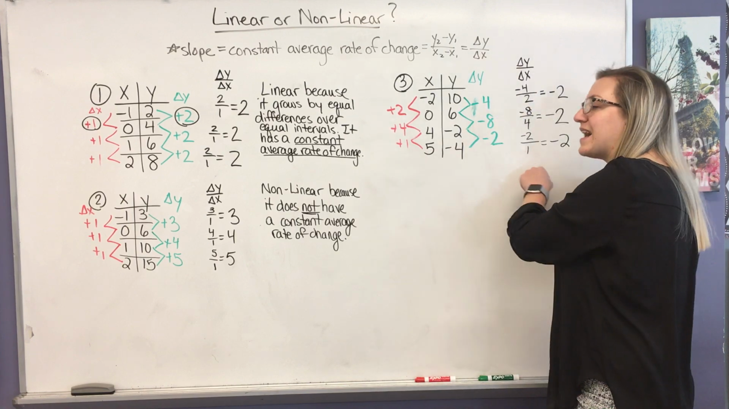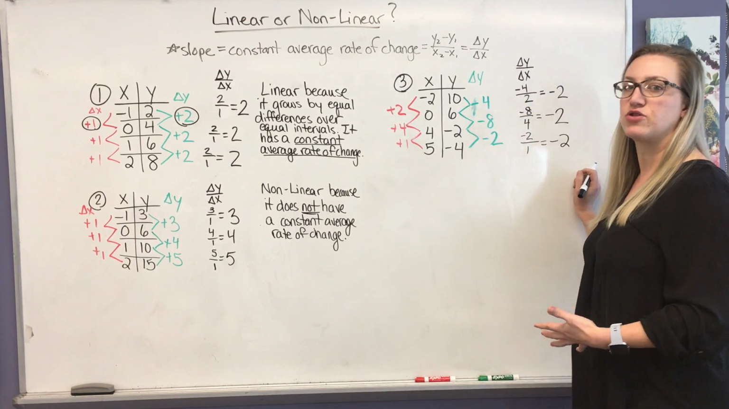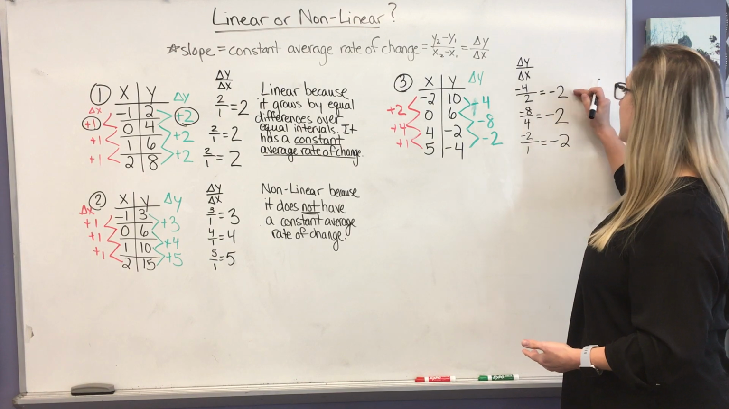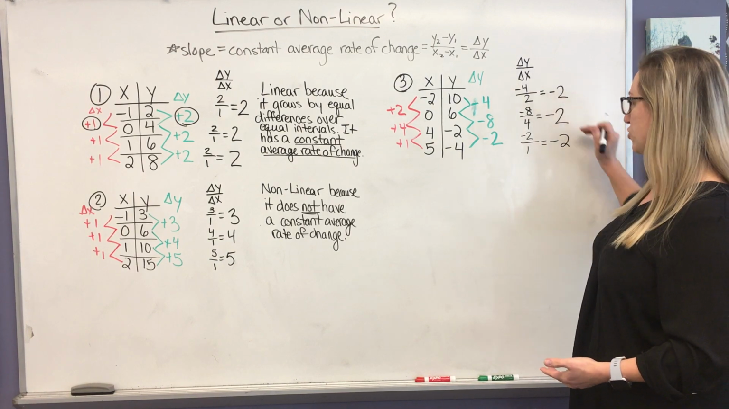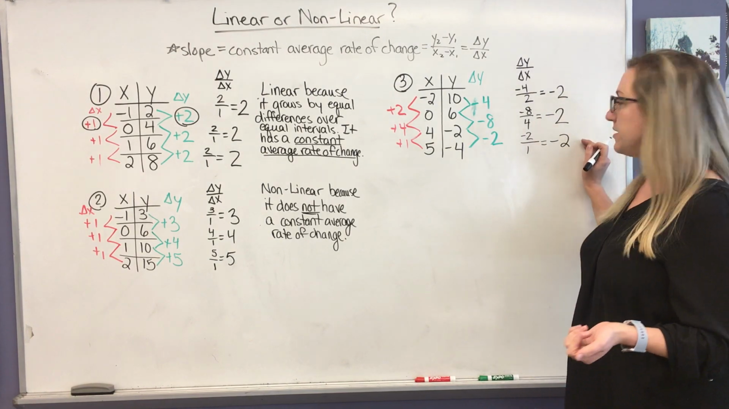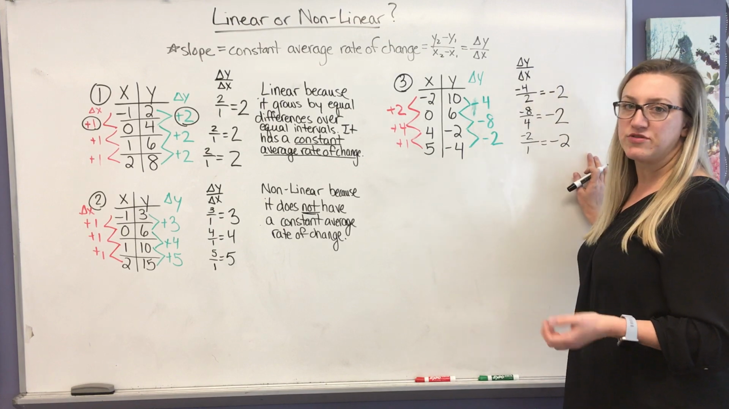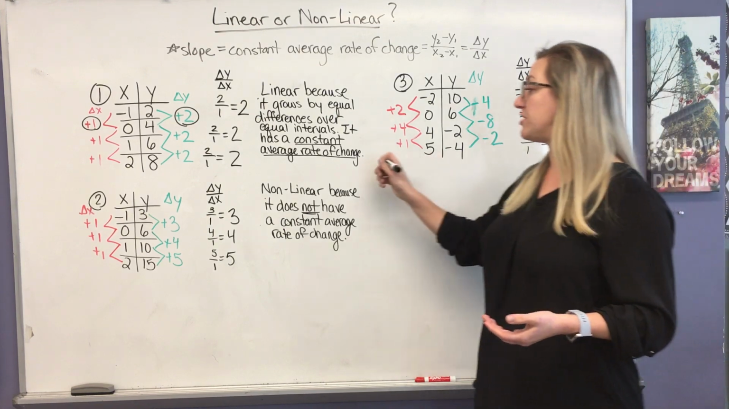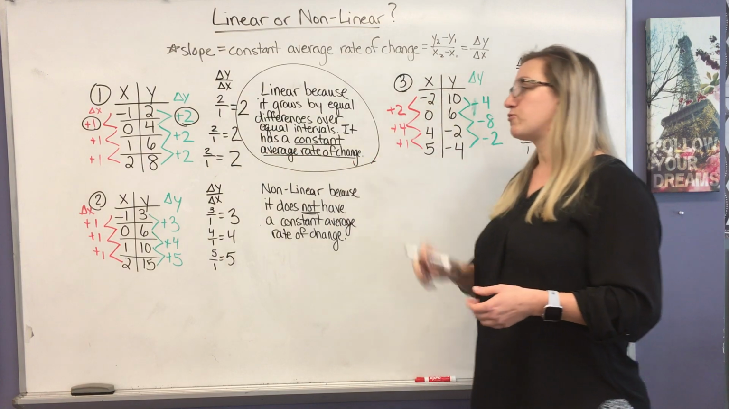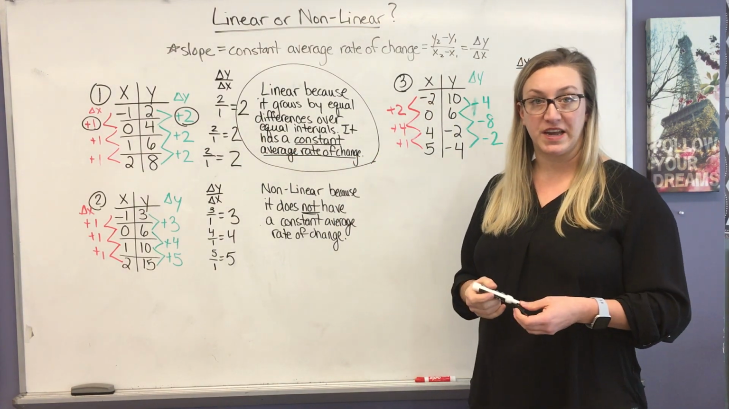So once again, I do have a constant average rate of change because I am constantly going down by 2 over 1, technically, for each average rate of change. So it is constant, so I would use this response to explain my work if I needed to.